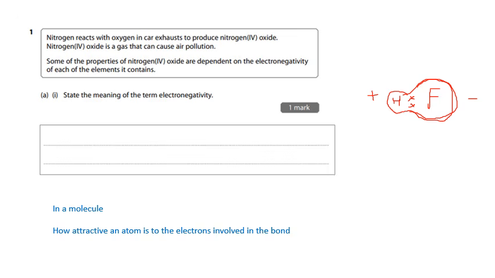And this nitrogen(IV) oxide is actually nitrogen dioxide. I don't know why they call it that in here, they're just making it hard. So you've got your nitrogen and you've got your two oxygens, like that. Again, there's a difference, and I think we're told it in the next question. There's a difference in the electronegativity, so the electrons spend more time around one atom than the other.